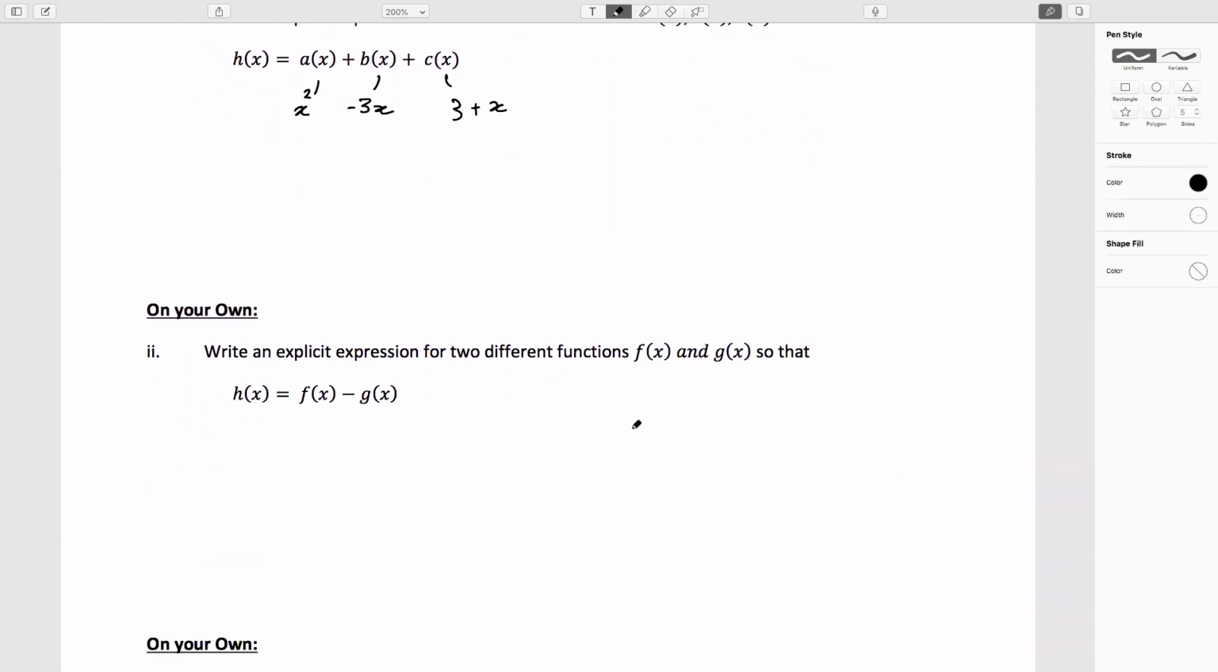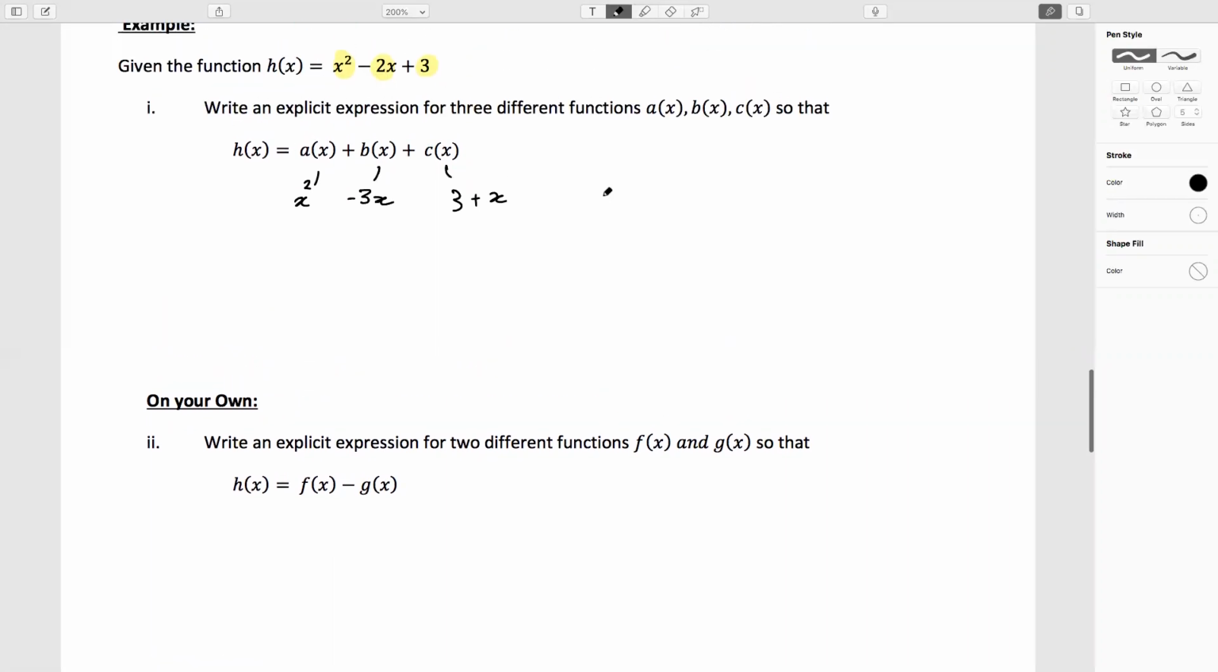Write an explicit expression for two different functions, f of x and g of x, so that h of x is f minus g. So in this case, we want x squared minus 2x plus 3 to equal f of x minus g of x. You can do this a bunch of different ways as well. What I'm going to do is I'm just going to call f of x x squared. And then g of x needs to be 2x minus 3.